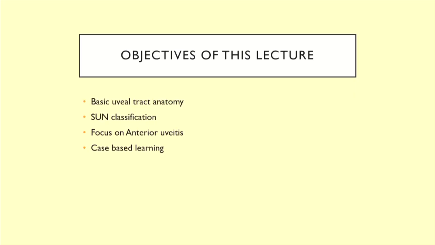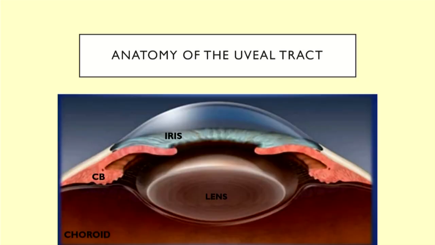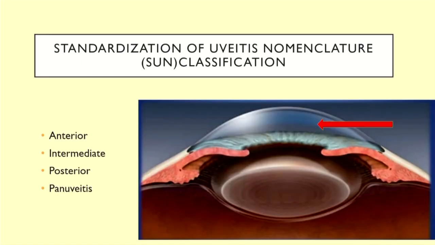So the objectives of this lecture are for you to understand the basic anatomy of the uveal tract, the SUN classification, and focus on anterior uveitis with case-based learning. As you all know, the basic anatomy of the uveal tract, from anterior to posterior, you have the iris, the ciliary body, and the choroid. Now, why is it important here? So that you understand why the SUN classification was proposed.